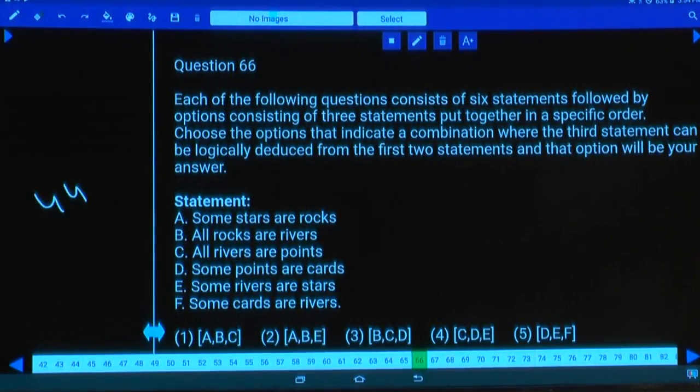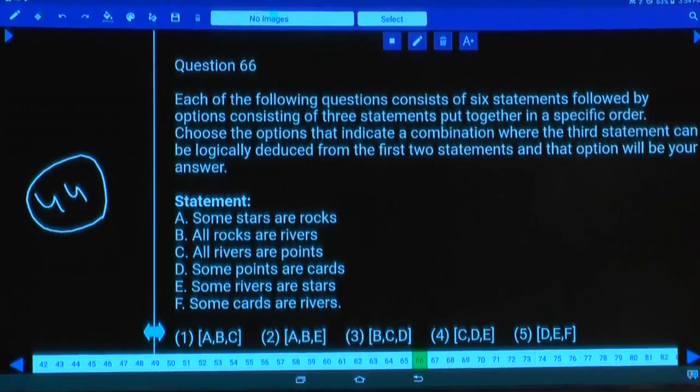Paper number 44, questions 66 to 70. Now in the 66 to 70, we have discussed these types of questions in our classroom, syllogisms, classroom number 3. In the third class, we discussed this model, wherein the third statement is logically derived from the first two statements. At that time, we discussed some of the important points.